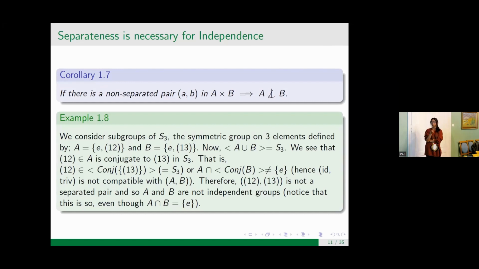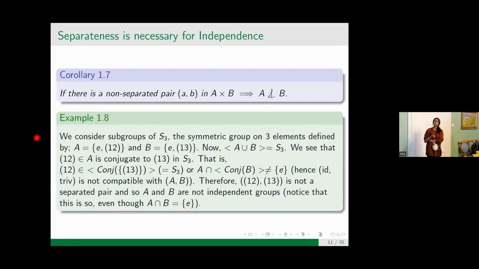So, this is just a different way of saying a similar thing. If there is a non-separated pair, we don't have independence. But now consider this particular example here in S3, the symmetric group on 3 elements. Let's say A is generated by (1 2) and B is generated by (1 3). These are subgroups of S3, and they only intersect at e, so they're disjoint. So traditionally, we'd say that these are independent.